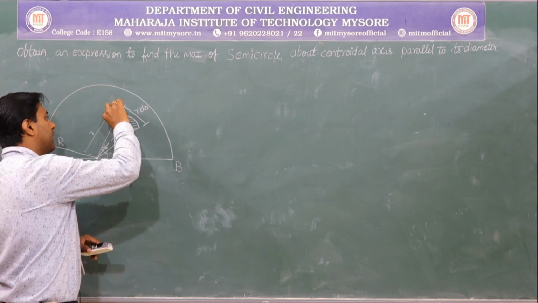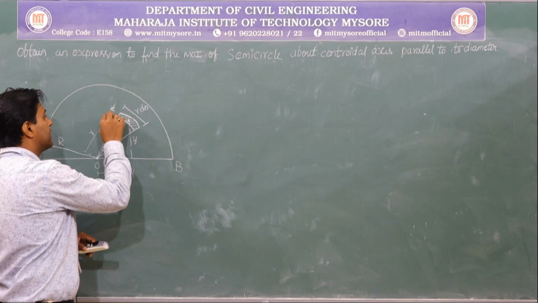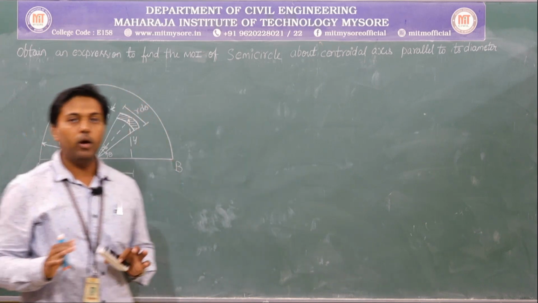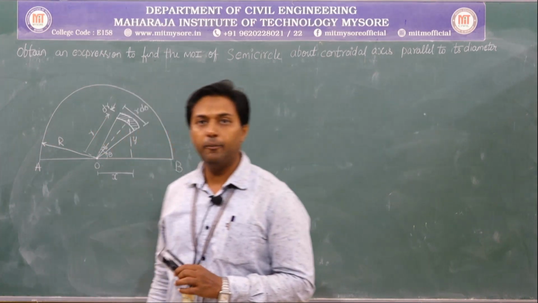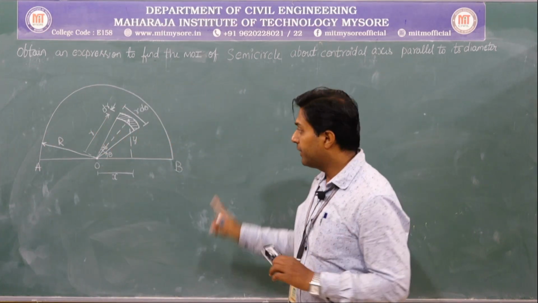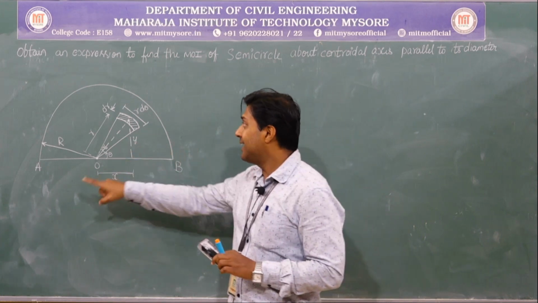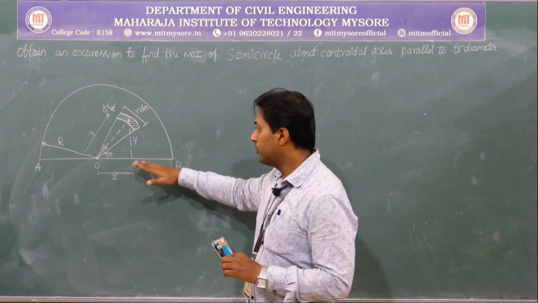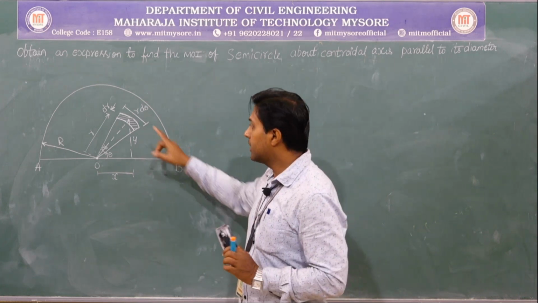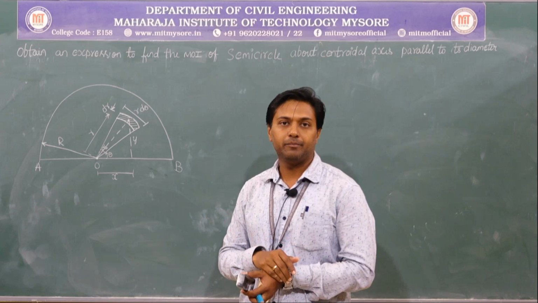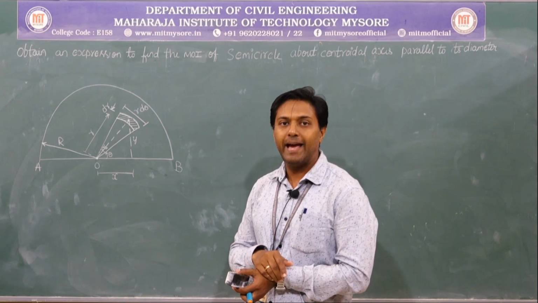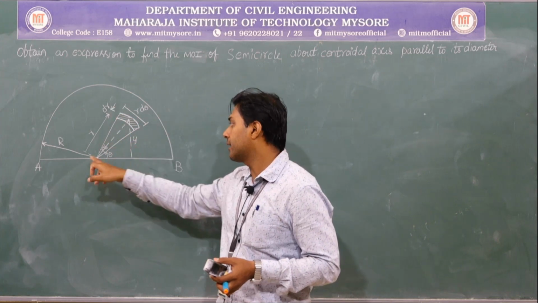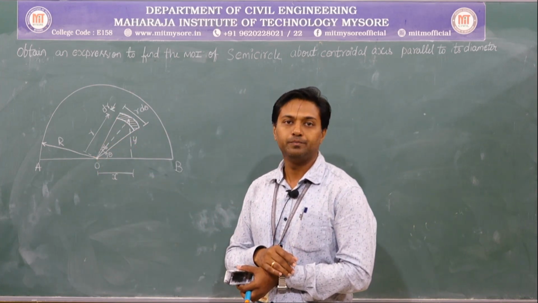Let me consider the thickness of this elemental strip is dr. Now note down the points that I will be telling now. Consider a semicircle of area pi r square by 2. Also consider an elemental strip of thickness dr at a distance r from the center O.